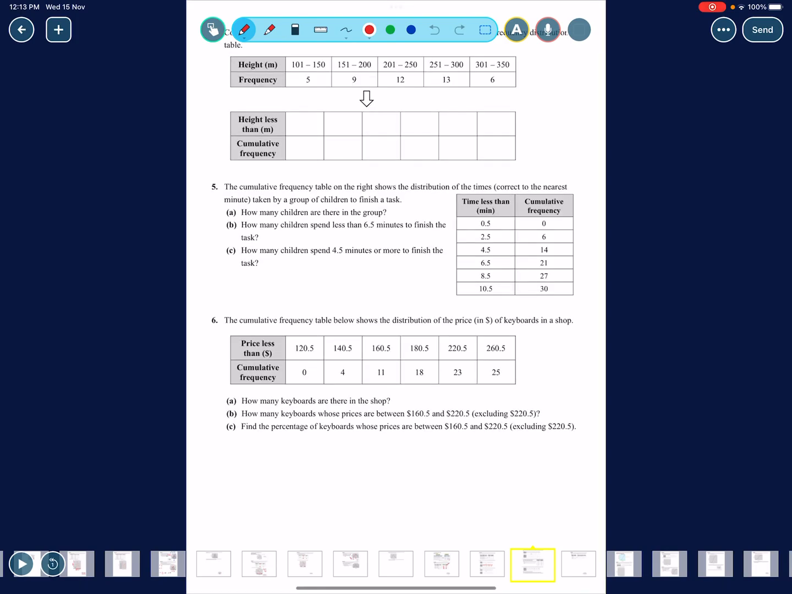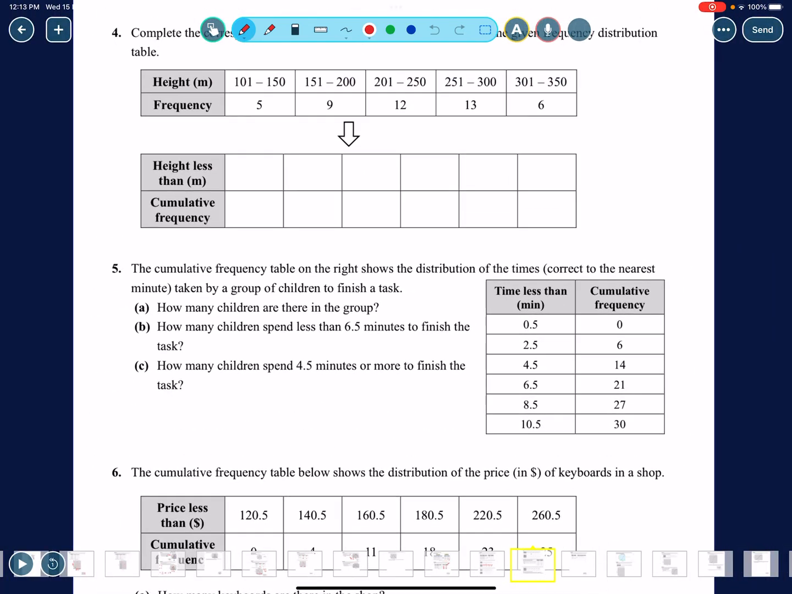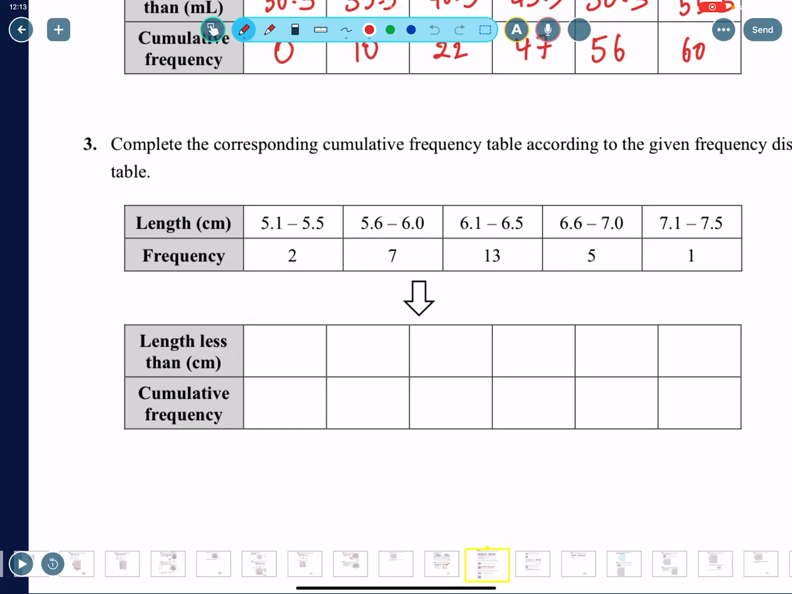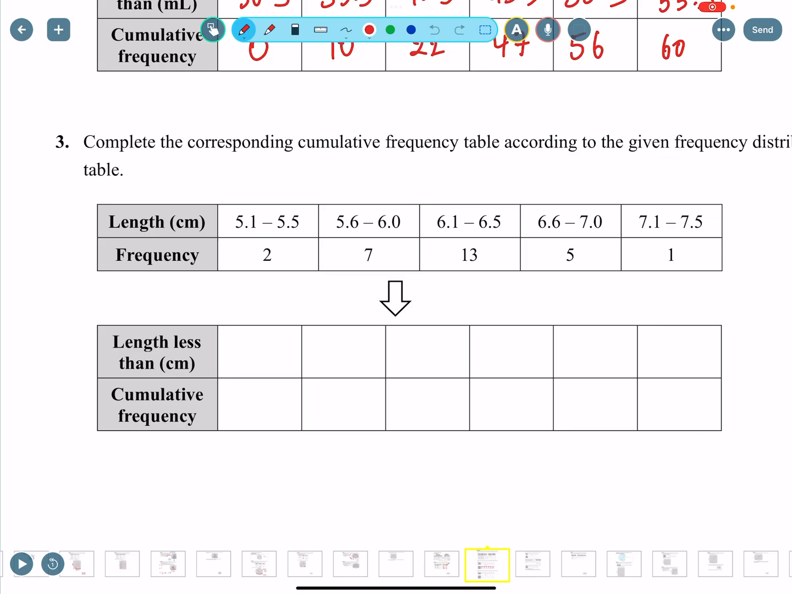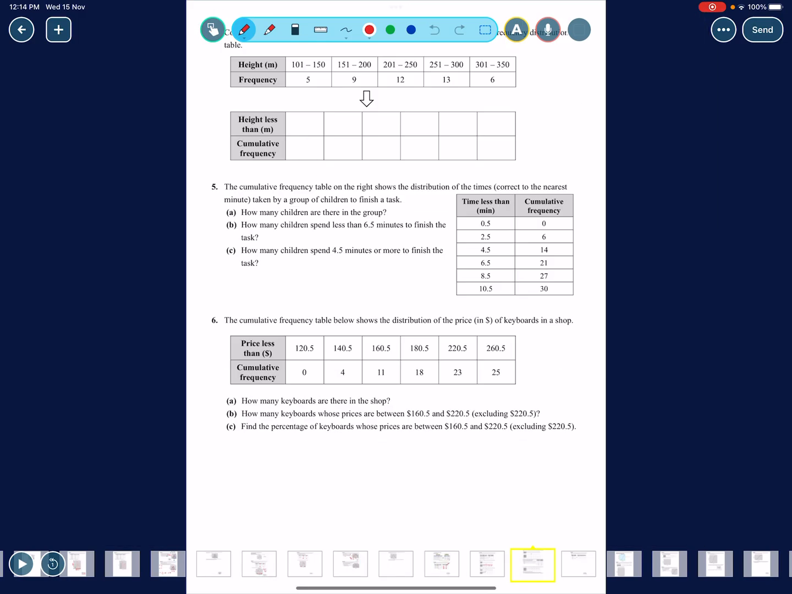So let's see. Now sometimes you have to answer questions, right? Now over here, for example, it's 5.1. The number below it will be 5.05. And then the next one will be, between these two, gotta be 5.55, right? So that's how it goes. And the first one's always 0, remember that.